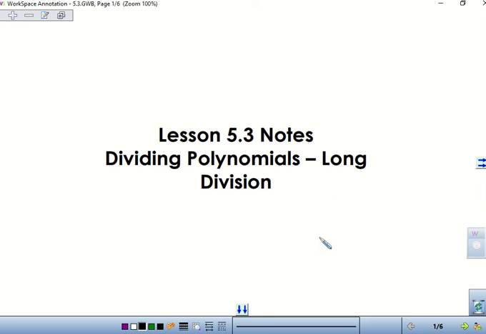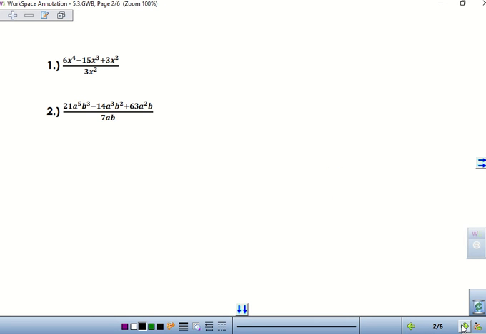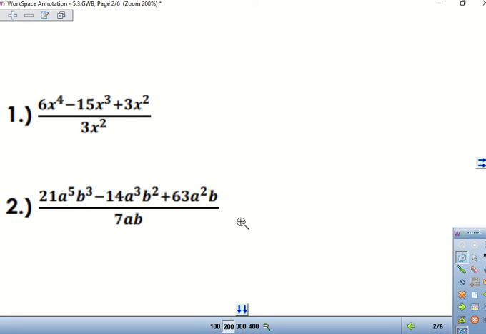Alright, so today's 5.3, dividing polynomials, long division. So before we get into any long division, we're just going to practice basic polynomial division where we're dividing by a monomial. Monomial means single term. So let's go ahead and look at these first.